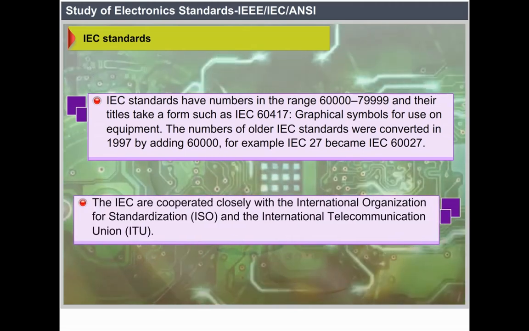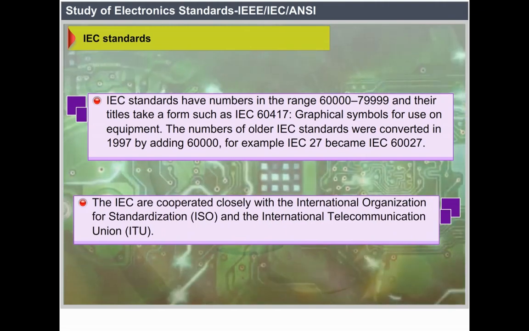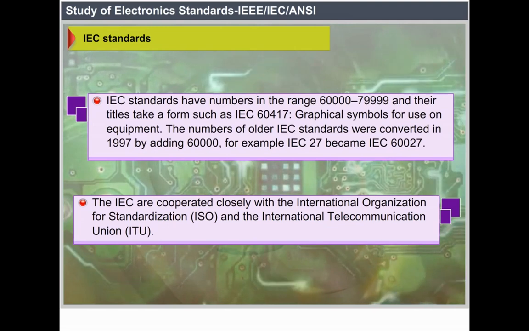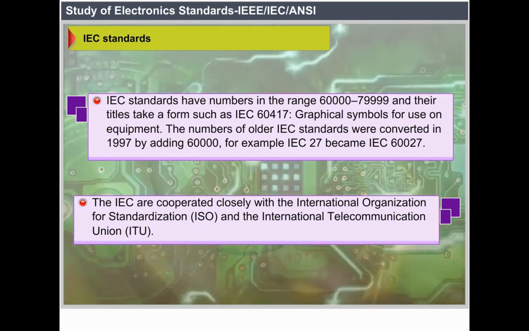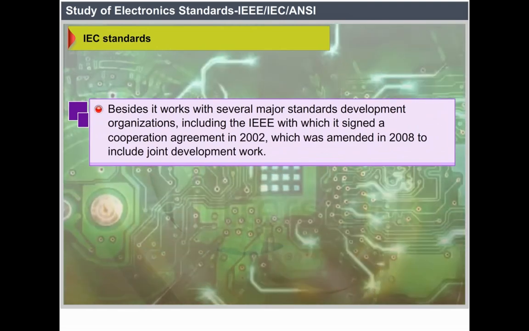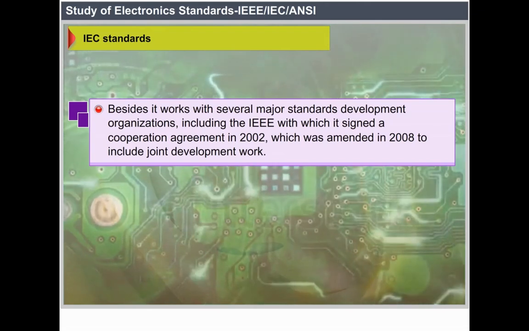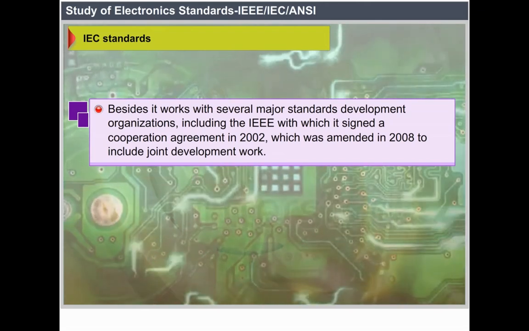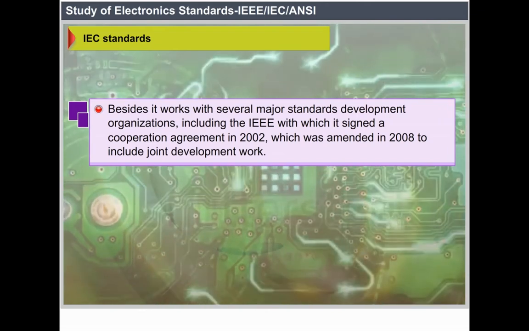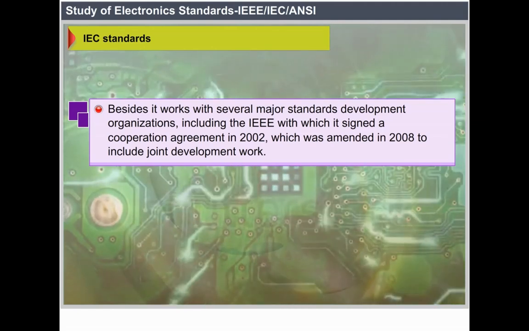The IEC cooperates closely with the International Organization for Standardization (ISO) and the International Telecommunication Union (ITU). In addition, it works with several major standards development organizations, including the IEEE, with which it signed a cooperation agreement in 2002, which was amended in 2008 to include joint development work.